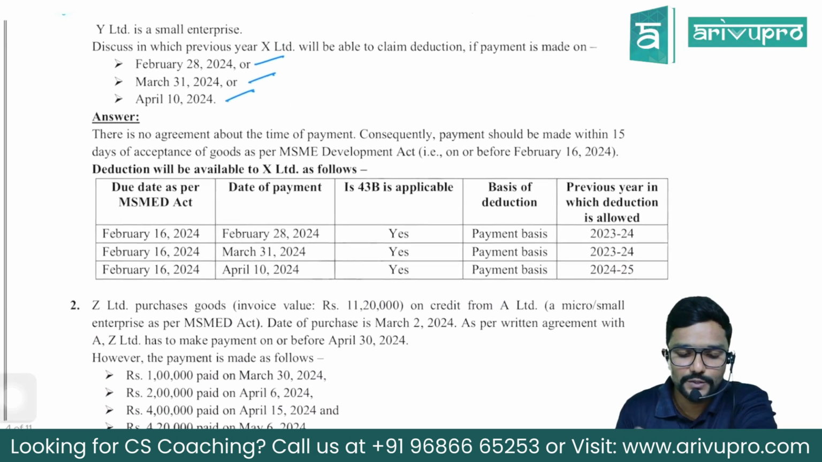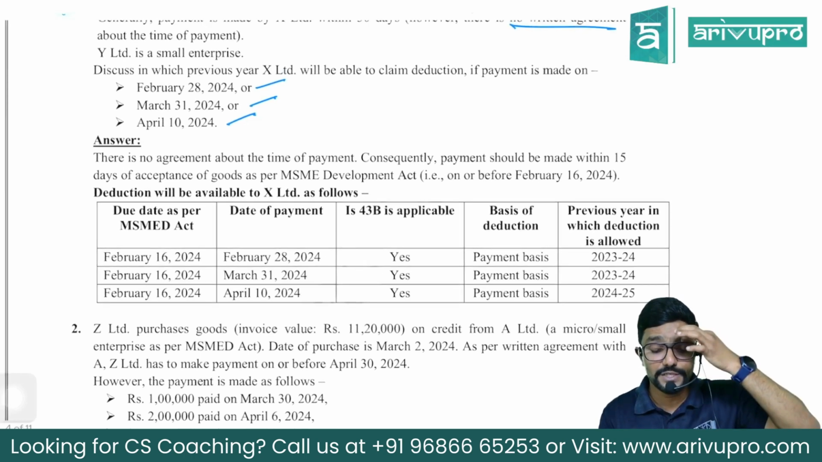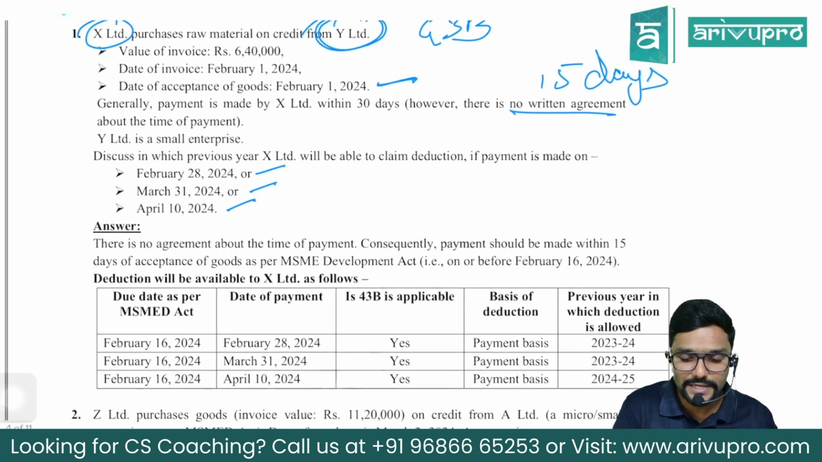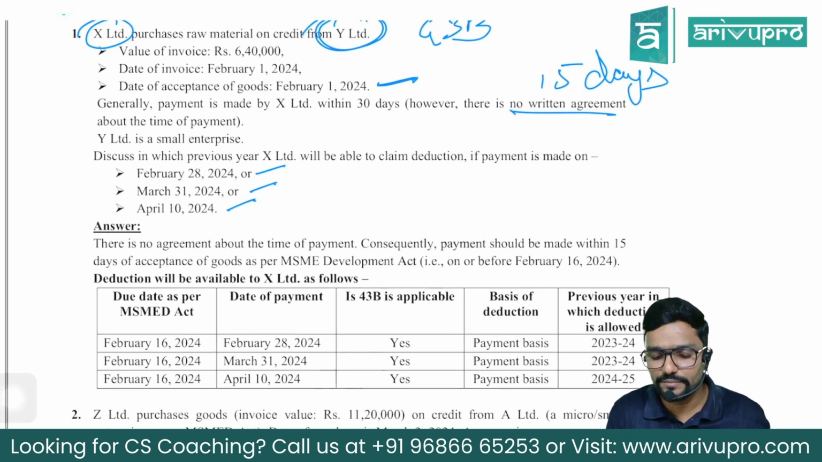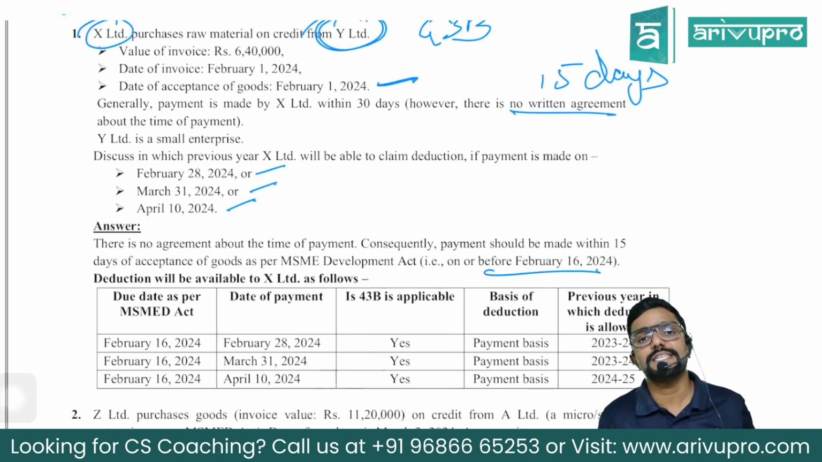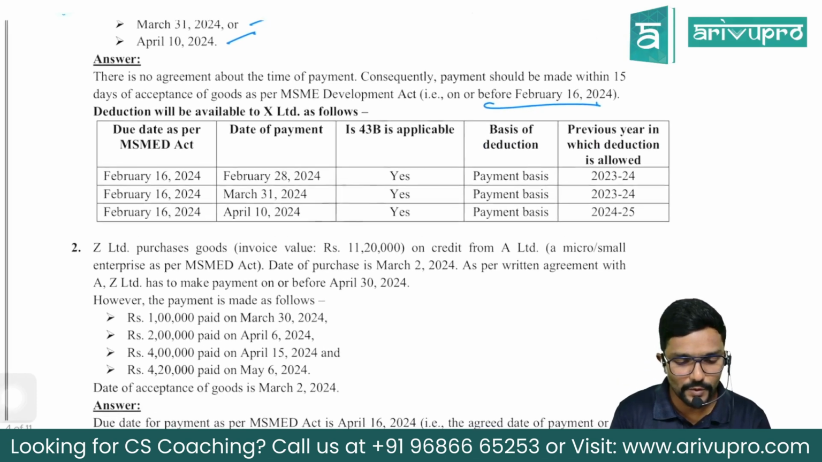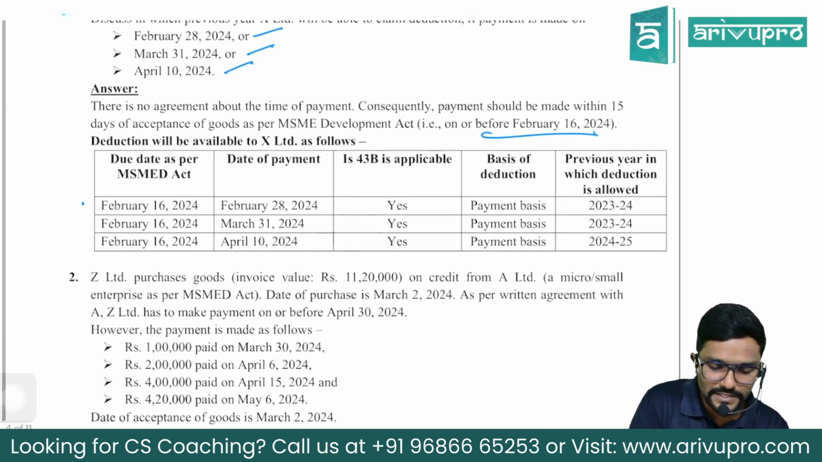Okay. There is no agreement about the time of payment. Consequently, payment should be made within 15 days of acceptance of goods as per MSME Development Act. So when the goods are accepted, 1st February, within 15 days means on or before 16th February. On or before 16th February, guys. Okay. So there are 3 scenarios. Let us see. 1, 2, 3.